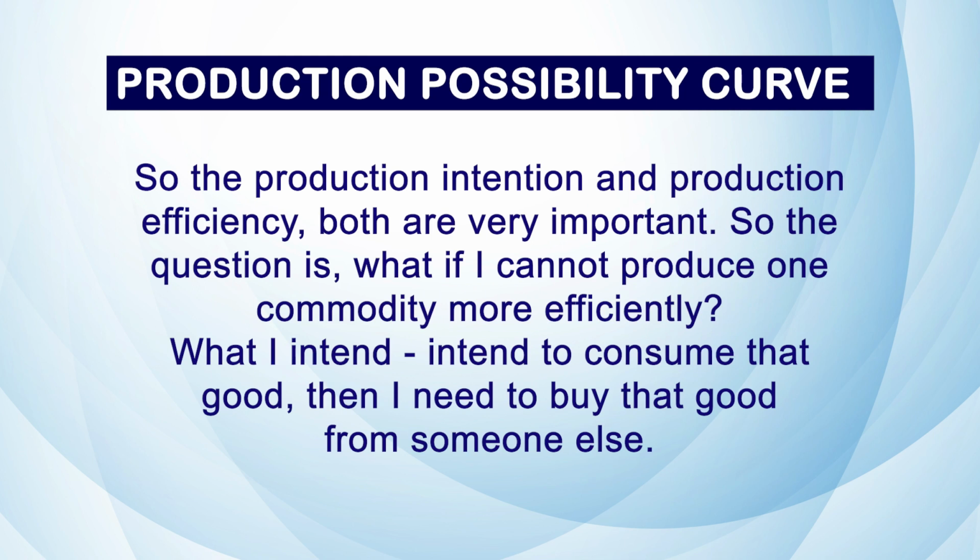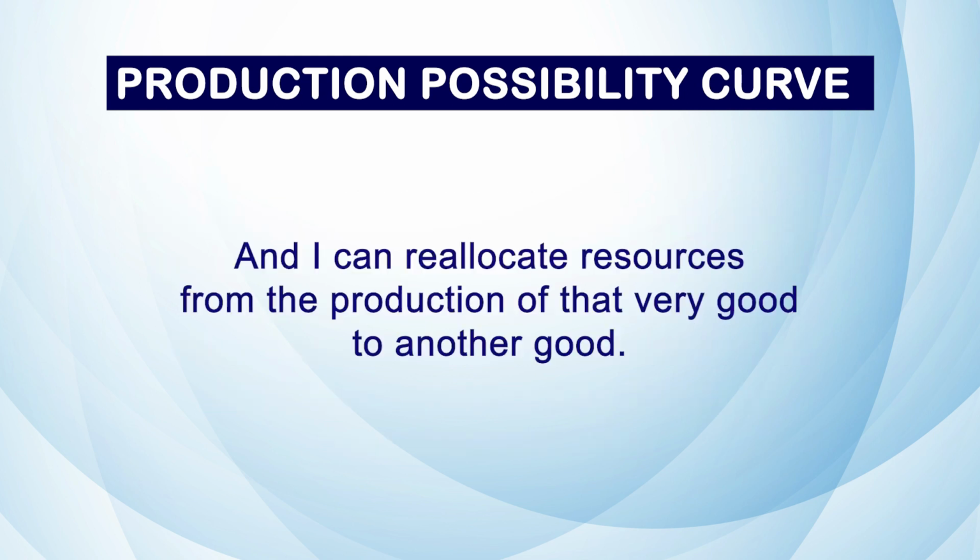So the production intention and production efficiency are both very important. So the question is, what if I cannot produce one commodity more efficiently, but I intend to consume that good? Then I need to buy that good from someone else, and I can reallocate resources from the production of that very good to another good.